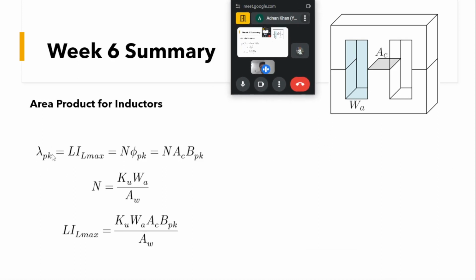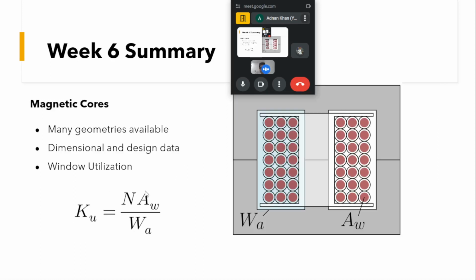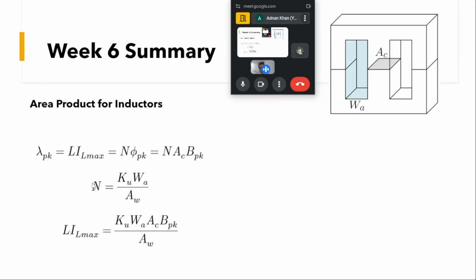We saw that we had the linkage flux. Peak linkage flux will be given by L into I, that is L into IL max, where IL max is the maximum current that will be flowing. That will be equal to N phi, and phi we know is equal to B into A. From that we can calculate N. We can also calculate N from the window area: if we know the window area and the area of the wire, we will know how many turns can be accommodated in a particular window area. From that we can get N.